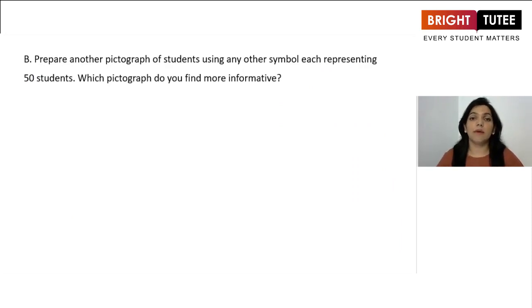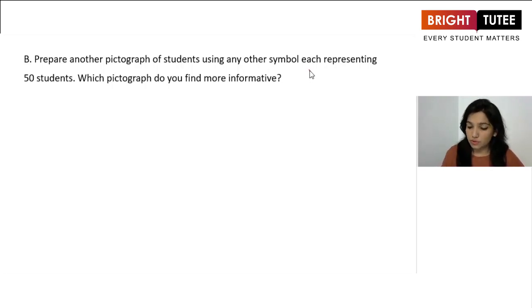Okay, it says prepare another pictograph of students using any other symbol, each representing 50 students. Now let us use any other symbol, and this time this particular symbol is representing 50 students. Earlier we used a symbol to represent 100 students. Now we are going to represent 50 students with a symbol.